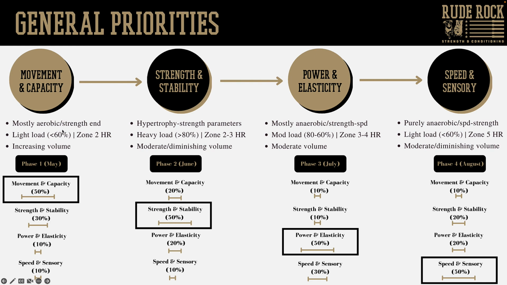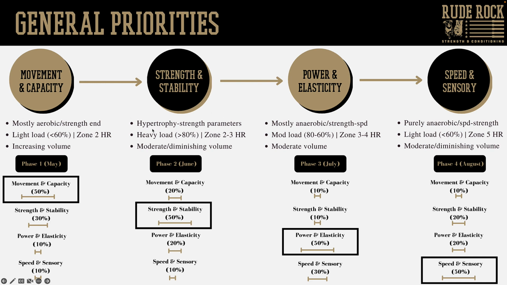I have plenty of programming situations where I'll go down to 20, 25, 30%, 40%. Those lighter loads do absolutely have value, especially when we're talking about the fascial system or connective tissue system. But this is also going to correspond mostly to a zone 2 heart rate, and we're going to think about kind of gradually increasing our volume as we're going through that phase.